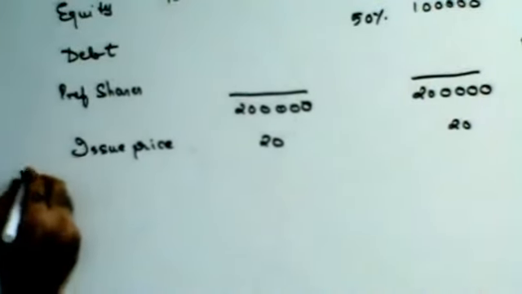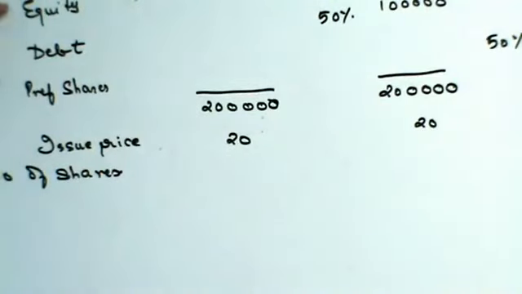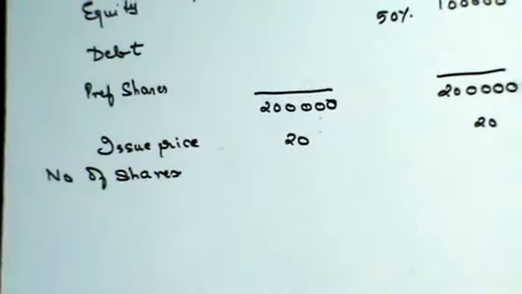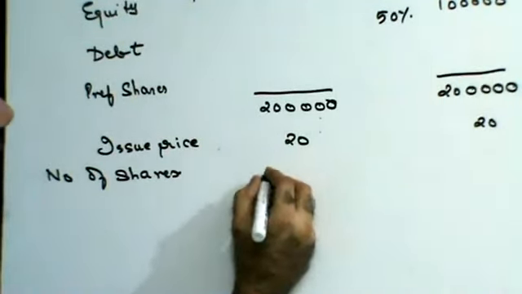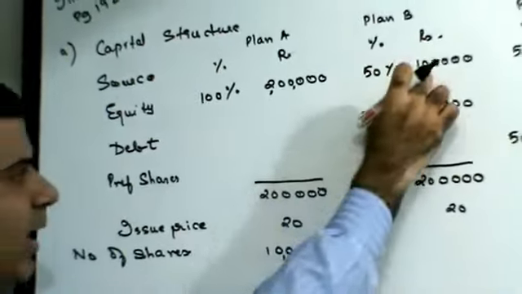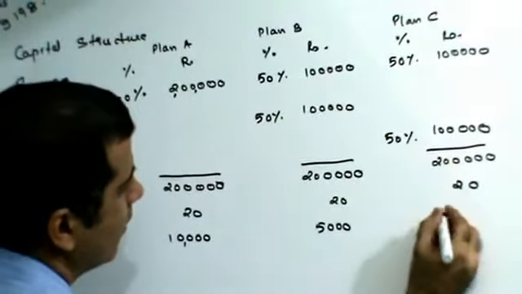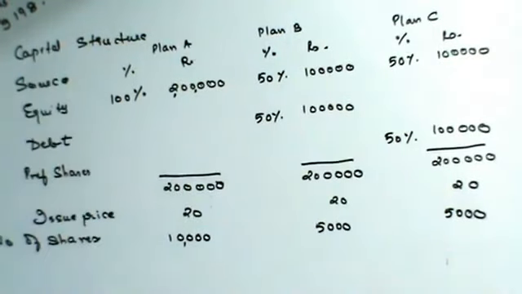right? So in that case, if shares are being issued at 20 rupees each, what will be the number of shares? Number of shares is equity share capital divided by issue price. So 2 lakhs divided by 20. So that is going to be 10,000 shares. This is 1 lakh divided by 20, that is 5,000 shares, and again 1 lakh divided by 20, 5,000 shares. So the first thing that you need to make is the capital structure. Once your capital structure is ready, then the next thing that you need to find out is EPS.